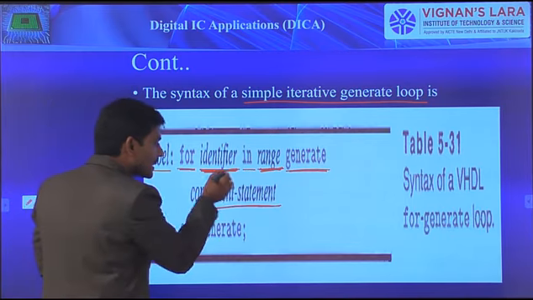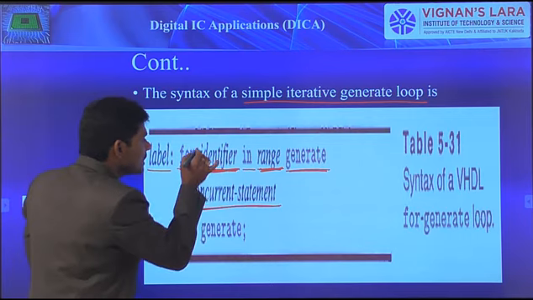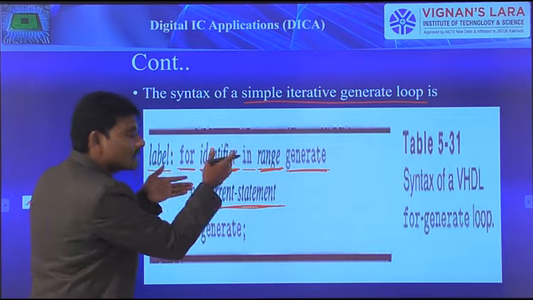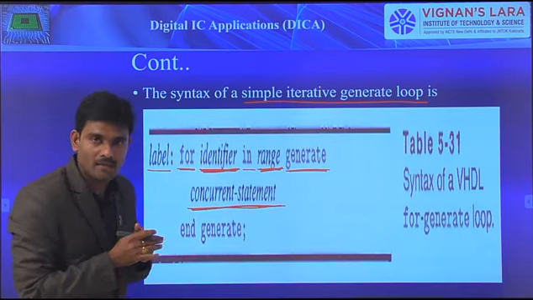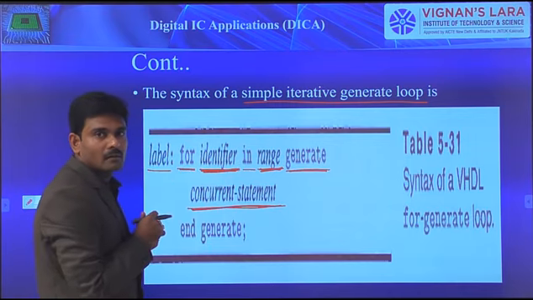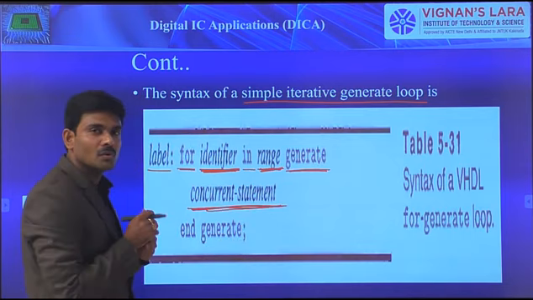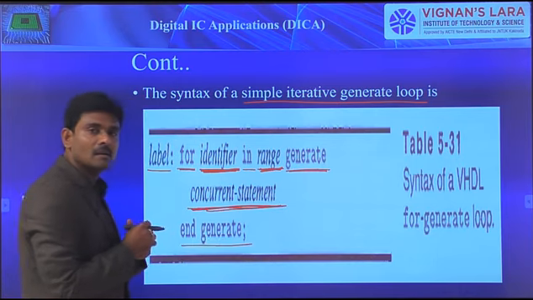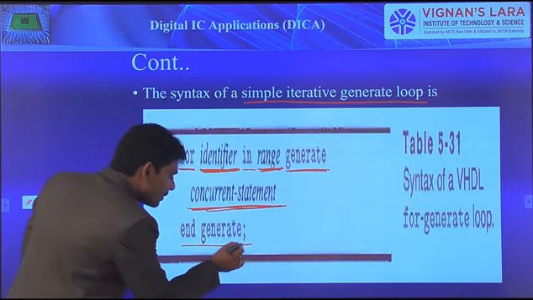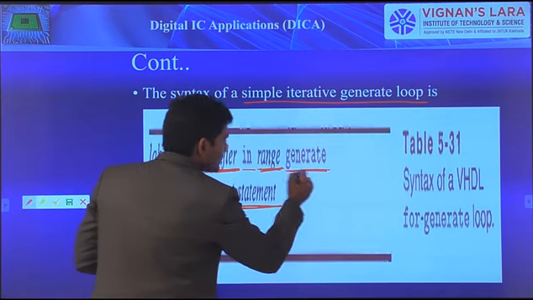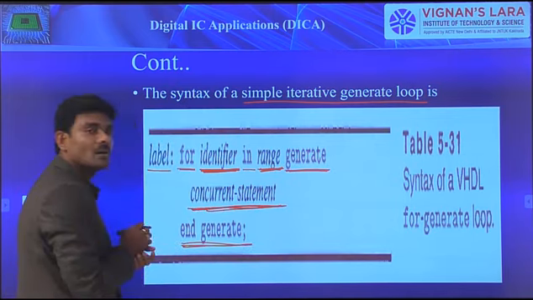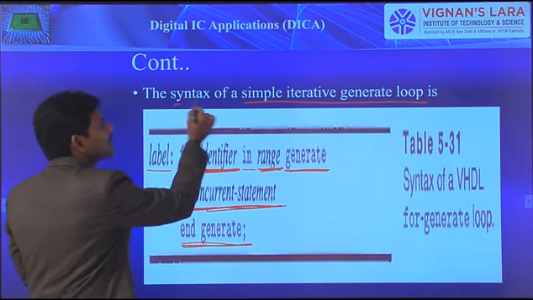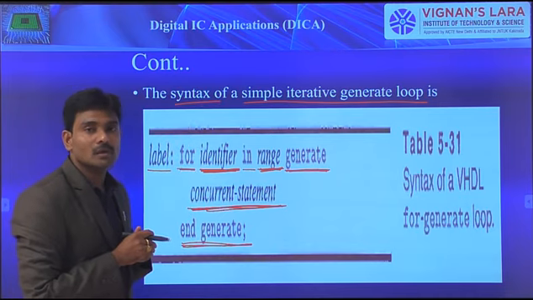One more point: whatever identifier, which is a variable, is mentioned over there, we can use that variable in this concurrent statement, because its type is already implicitly declared as equal to the range. So this identifier, which is a variable, can be used directly within that concurrent statement. Finally, we have to close the generate statement by using end generate. Here is the start of the loop, and here is the closing of the loop. This is the syntax of the simple iterative generate loop.